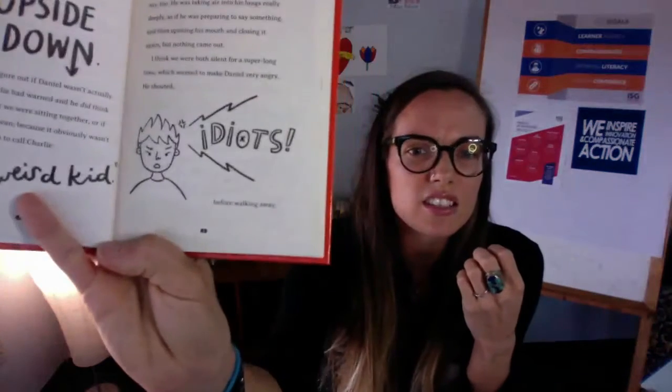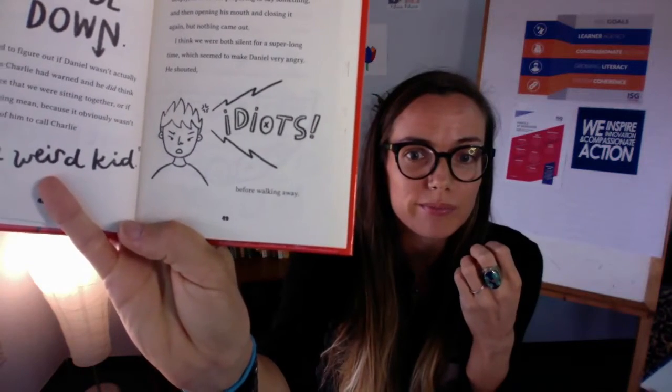Anyway, Mom and Dad always say to try to think about things before blurting them out. I could feel Charlie trying to think of what to say too. He was taking air into his lungs really deeply, as if preparing to say something, and then opening his mouth and closing it again. But nothing came out. I think we were both silent for a super long time, which seemed to make Daniel very angry. He shouted, "Idiots!" before walking away.